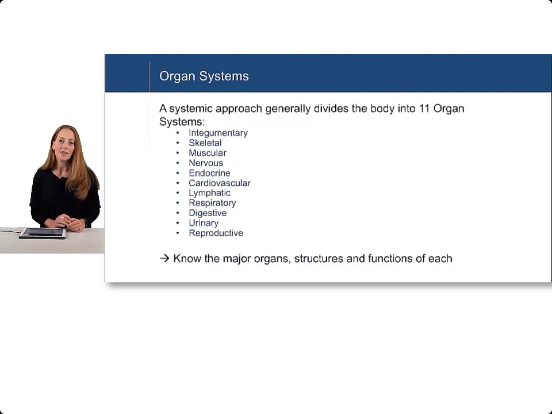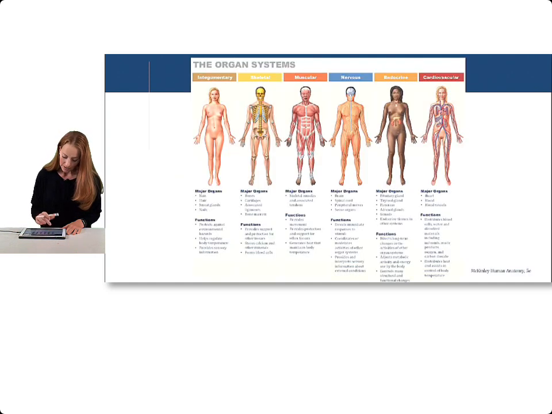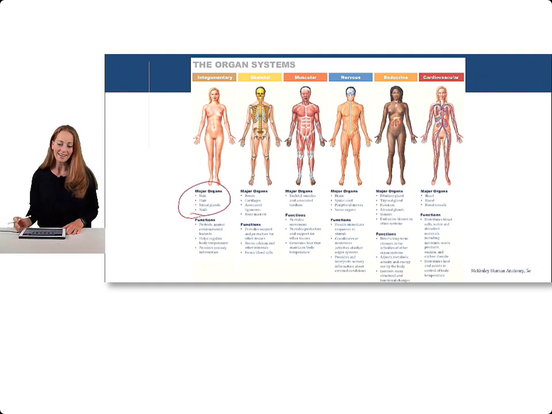So let's first look at the organ systems, of which there are 11. I would like for you to know the major organs and the functions of each organ system. So first, we look at the integumentary system, which is skin, hair, sweat glands, and nails. The skeletal system, which is bones, cartilage, associated ligaments, and the bone marrow. The muscular system, which is skeletal muscles and associated tendons attaching the skeletal muscles to the bones.